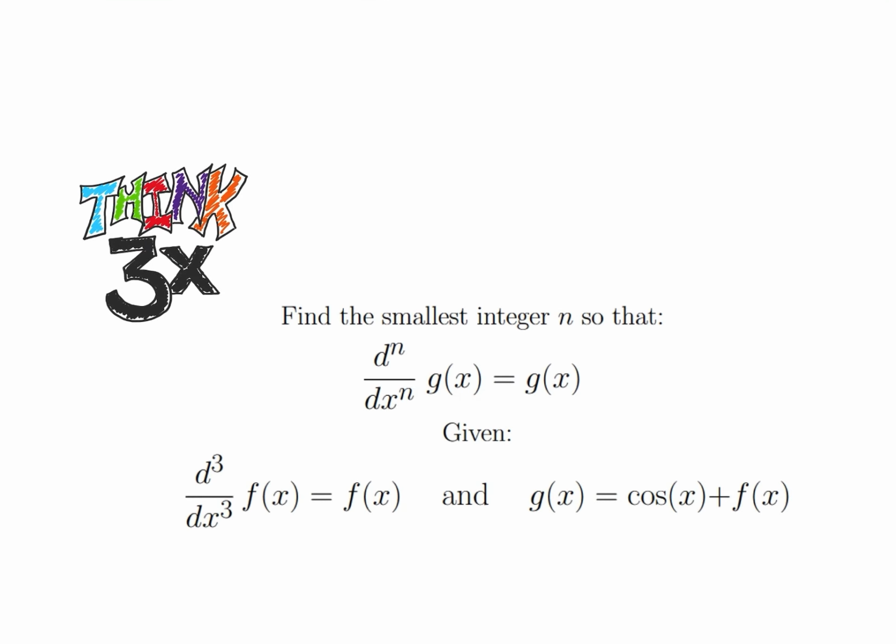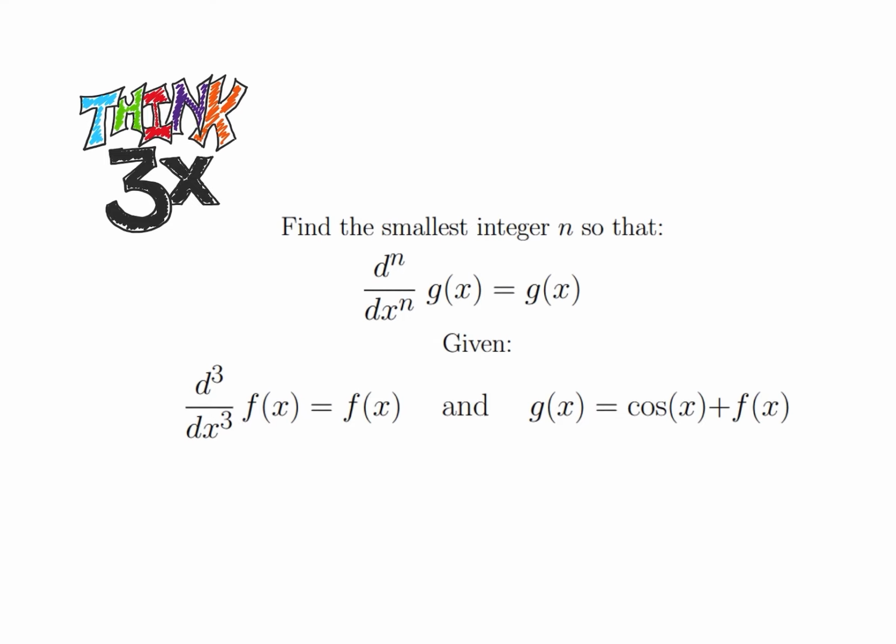We have a fun little problem today. We want to find the smallest integer n so that the nth derivative of g of x is equal to g of x. We're given two conditions. One, d cubed, the third derivative with respect to x, of f of x is equal to f of x. And g of x is equal to cosine of x plus f of x.